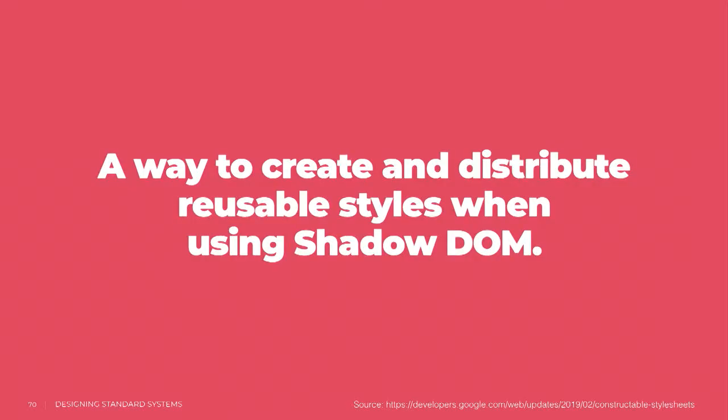Really, it's just a way to create and distribute reusable styles when using the Shadow DOM. All right, since the Shadow DOM took away our cascade, we have to inject CSS into our web component Shadow DOM. And this is accomplished by using a good old style tag, or it can be done in a performant way using constructible style sheets. So what is constructible style sheets and what makes it performant?